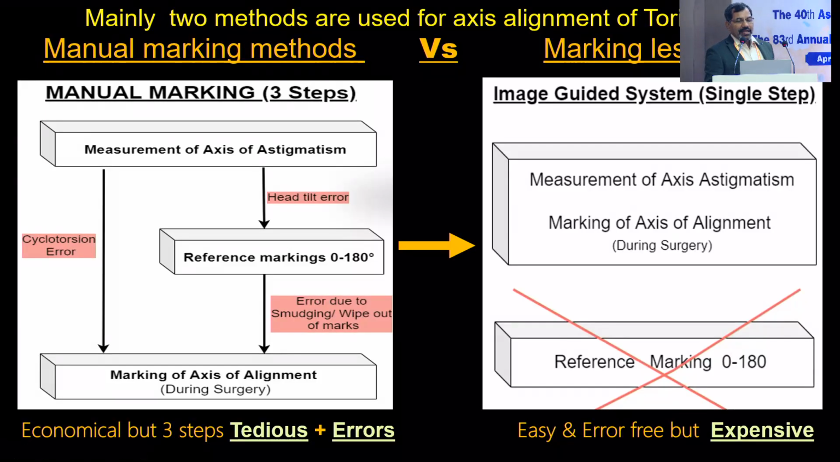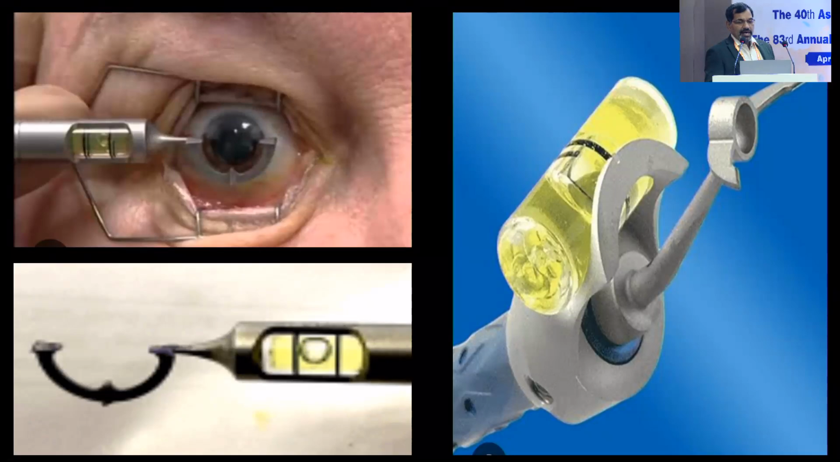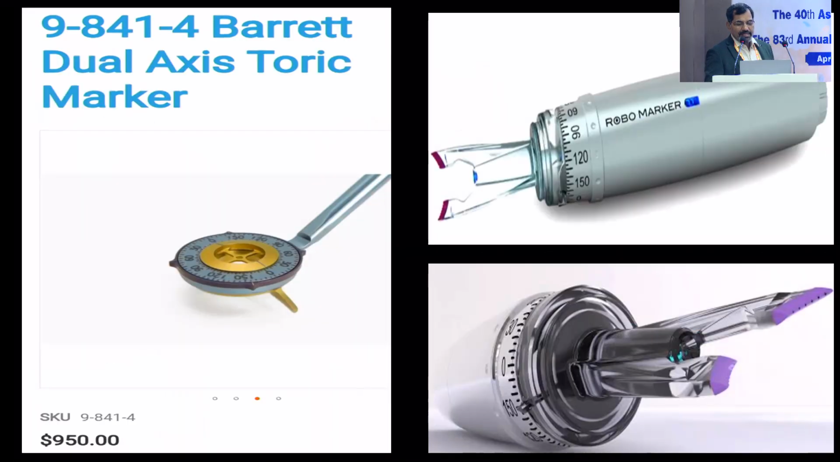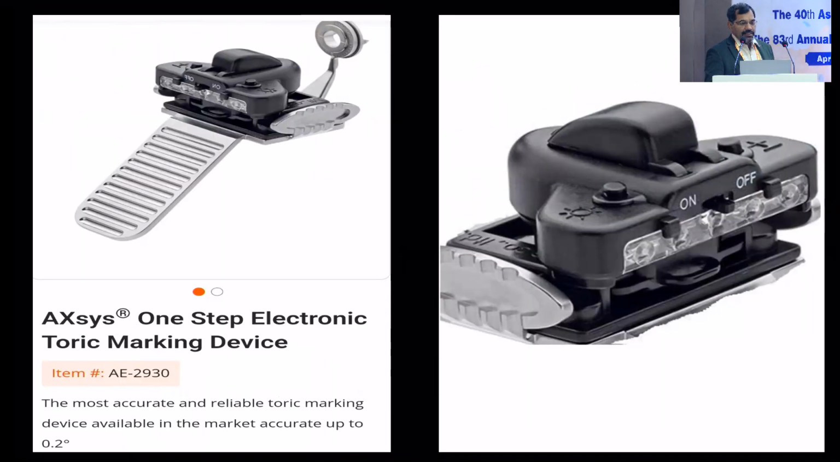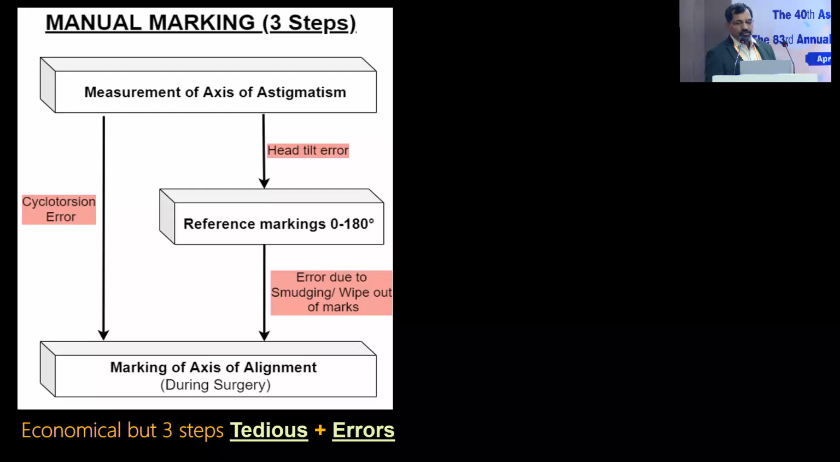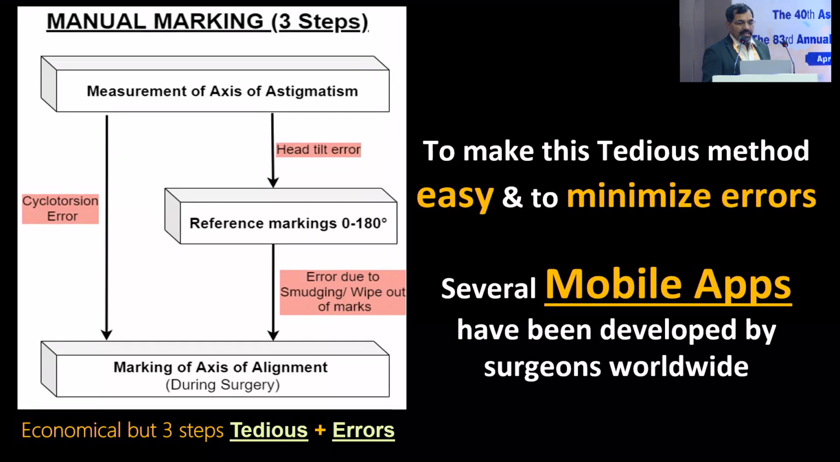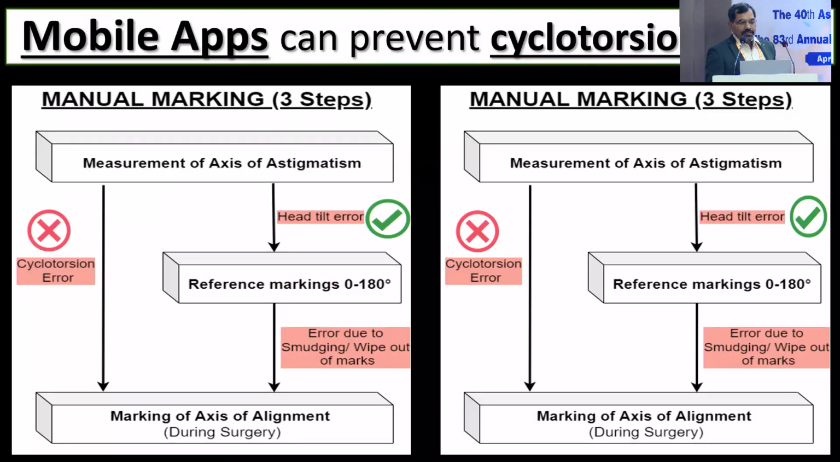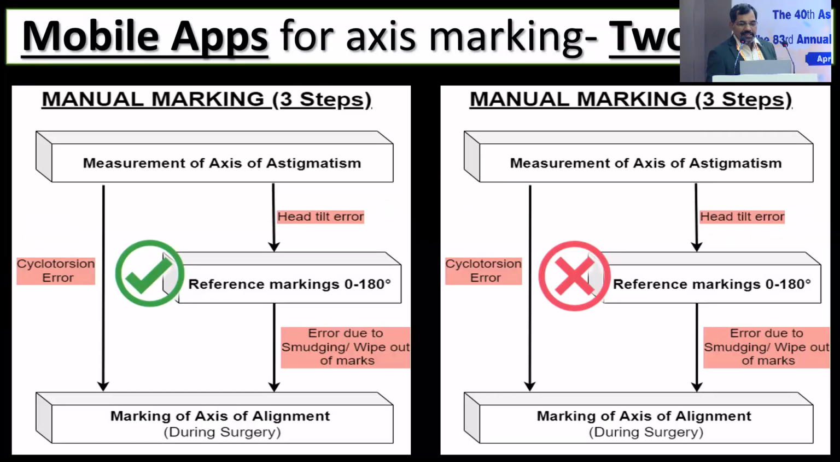There are two methods for marking. One is the manual marking method, the second is the markerless method. In the manual marking method, you can use a bubble marker or pendulum marker. These are some digital markers, very costly, and these are electronic markers. They were used before the advent of markerless systems. They are based on a 3-step method, so there are chances of error. To eliminate this error, a lot of doctors worldwide have invented some mobile apps. The mobile apps can eliminate the cyclotorsion error, but they can't eliminate the head tilt error.